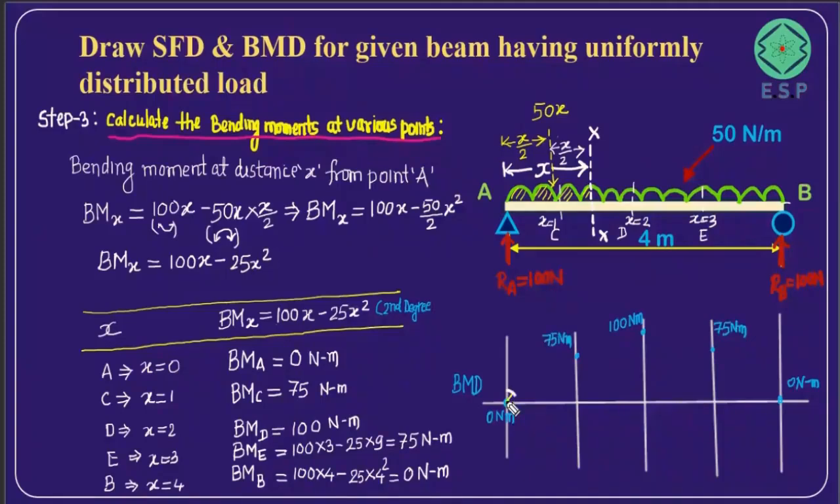If I plot the graph, it will be looking like this. It is a second degree curve, friends. Something like this it will be varying. So this is very important to remember here. This is a second degree curve.